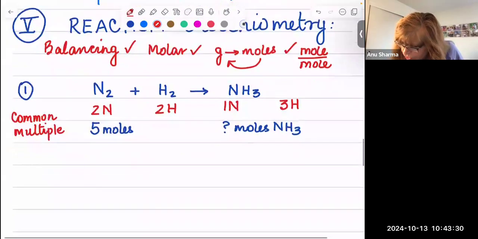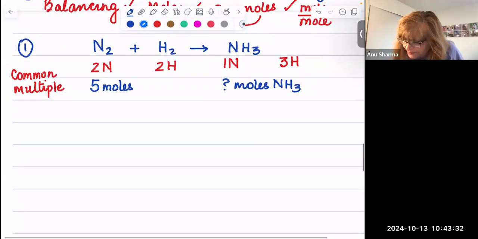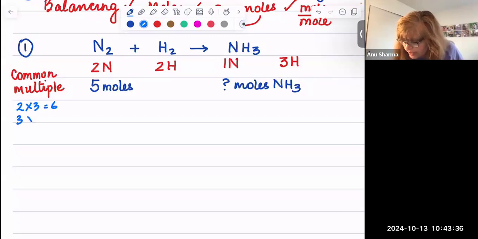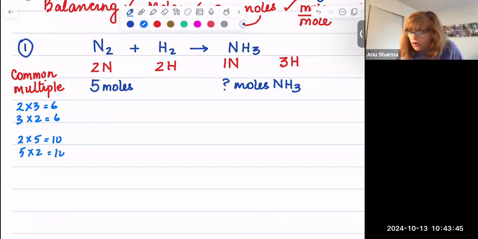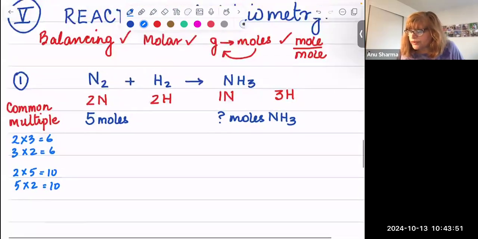Examples: 2 times 3 is equal to 6. 3 times 2 is equal to 6. 2 times 5 is equal to 10. And 5 times 2 is equal to 10. You get that? So these are the common multiples generally, right? So here we have to make it 6 now because it's 2 and 3.